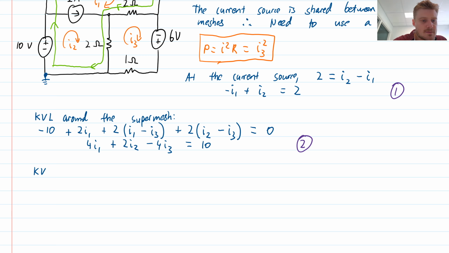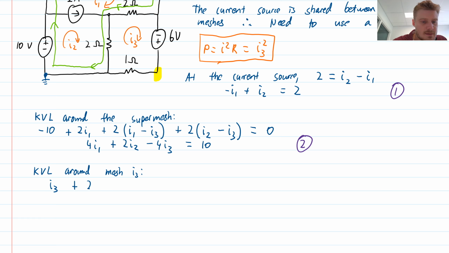And then there's one mesh that I have not yet analyzed, which is mesh current I3. So if I do KVL around mesh I3, then this is what I'll get. So I might as well start here in the bottom right corner, and I will get the 1 ohm voltage, 1 ohm times I3, so it's just 1 times I3, which is just I3.